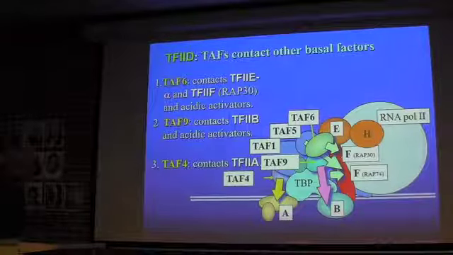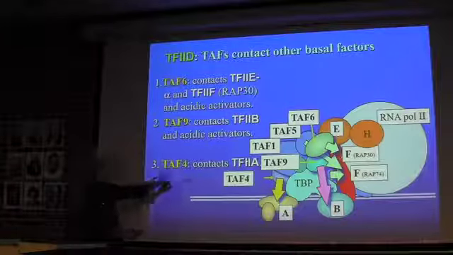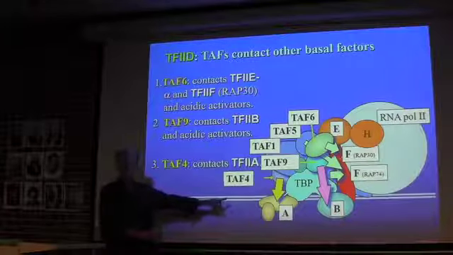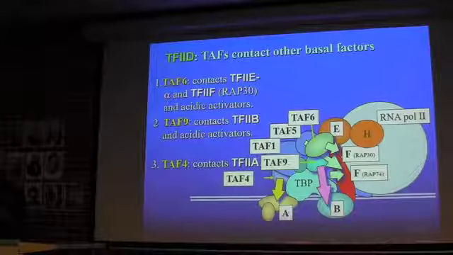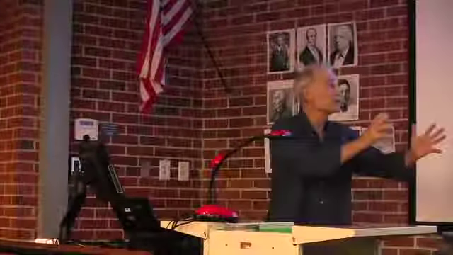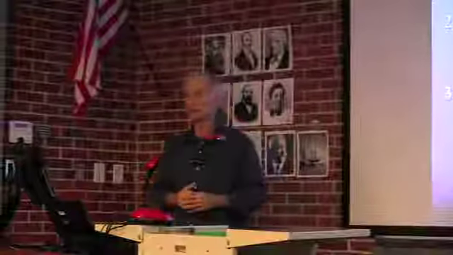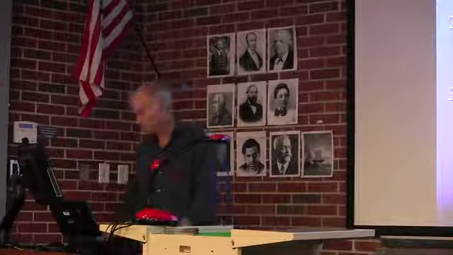TAF4. TAF4 is recruiting TFIIA. So you can see how it makes sense for TFIID to arrive first, because it makes possible the recruitment of all the other basal transcription factors, either directly or indirectly.